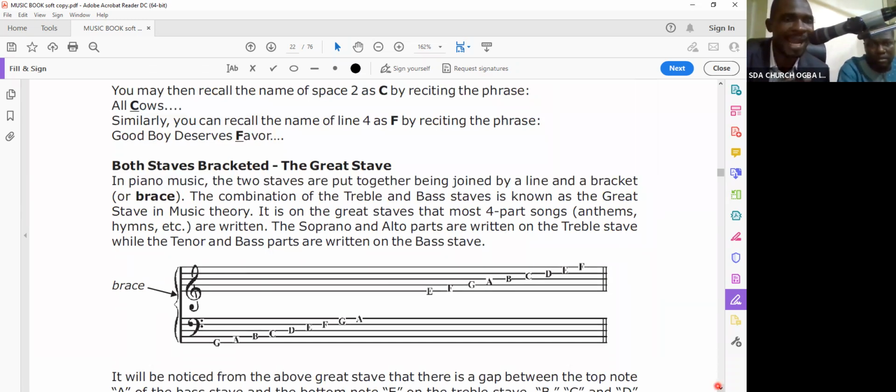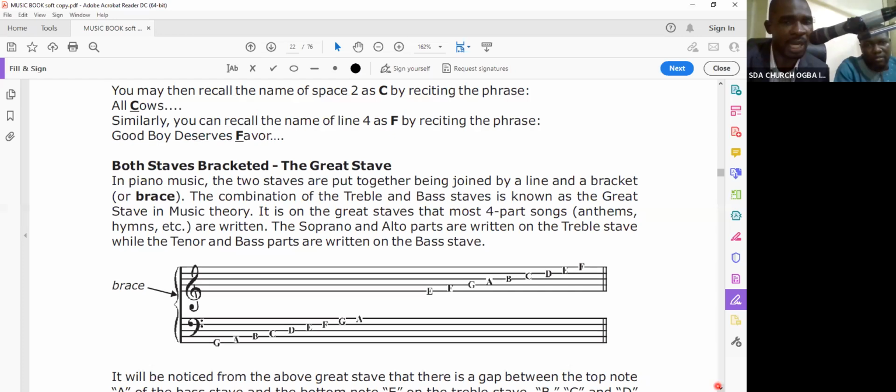Both staves bracketed, the treble stave and bass stave, is called the grand stave. In piano music, the 2 staves are put together, joined by a line and a bracket, which is called a brace. The combination of the treble and bass stave is known as the grand stave in music theory. It is on the grand stave that most four-part songs, like anthems and hymns, are written.